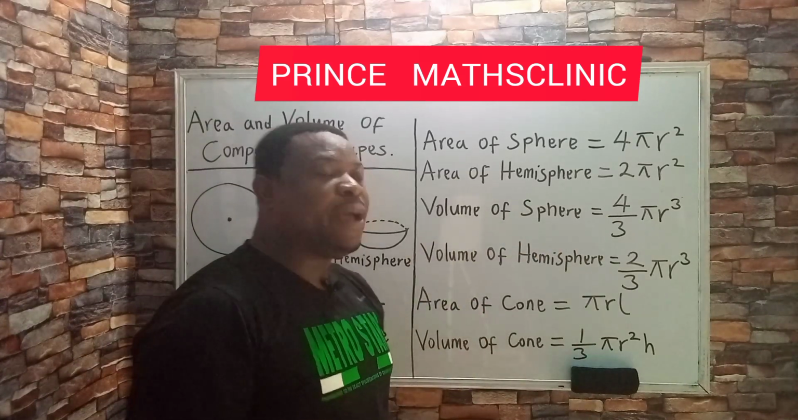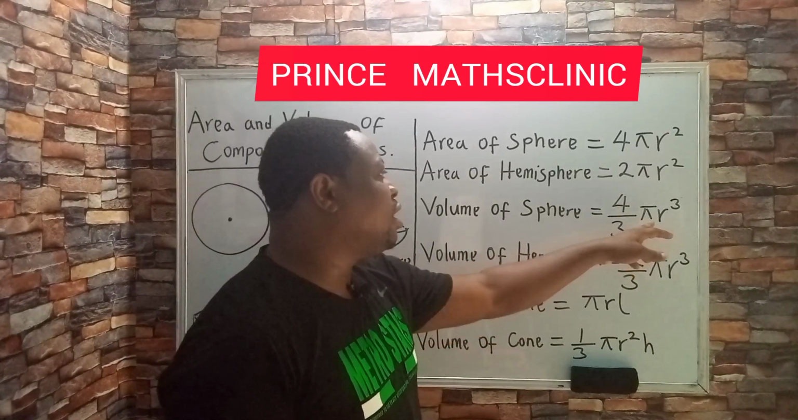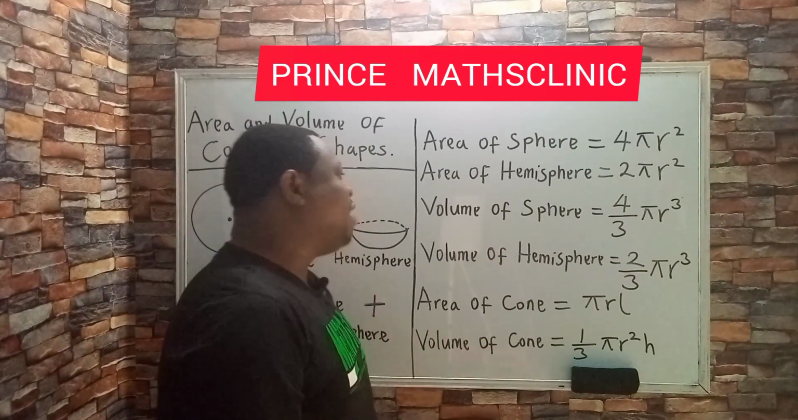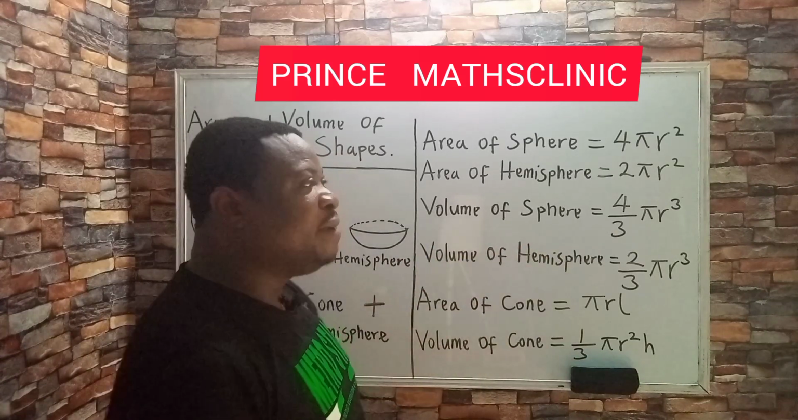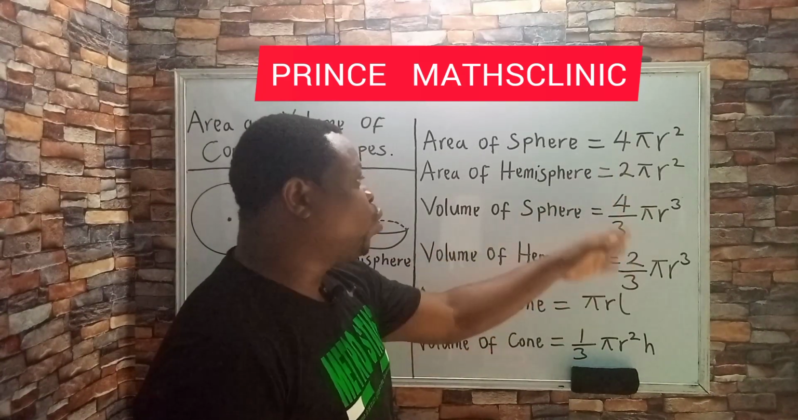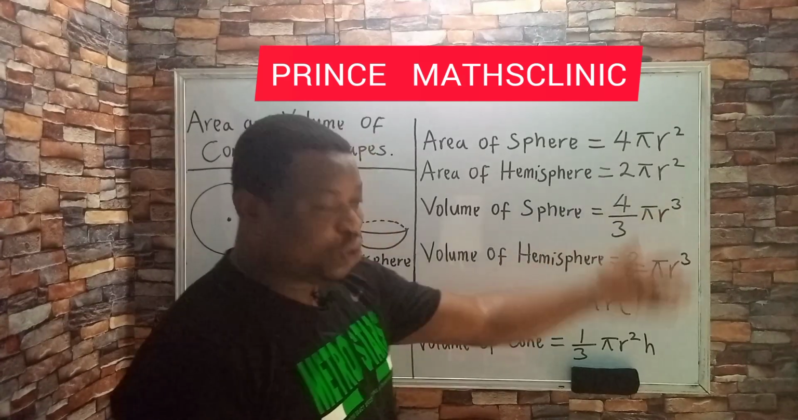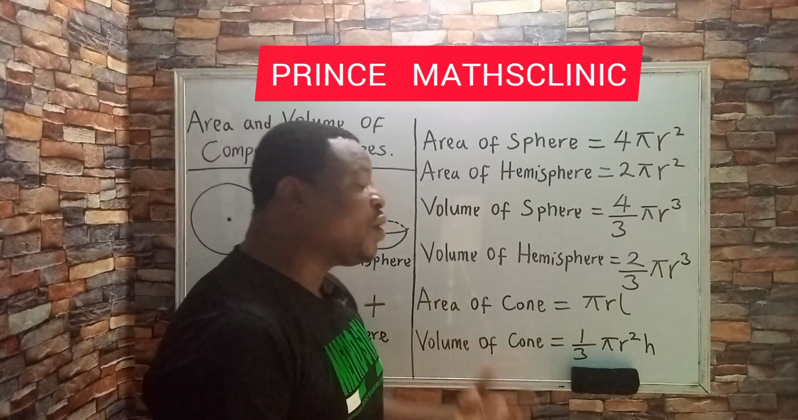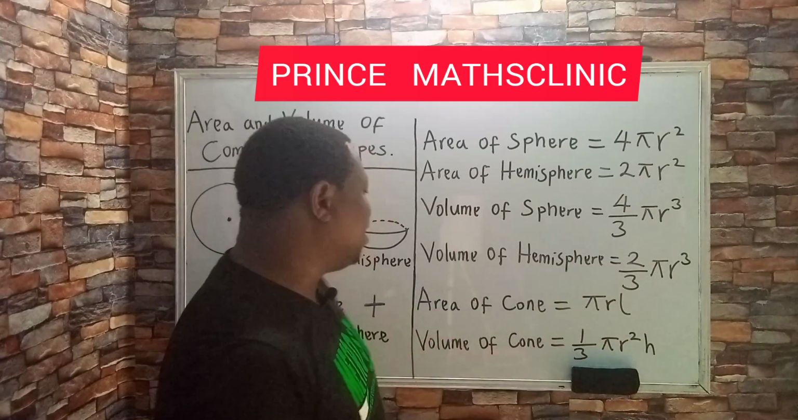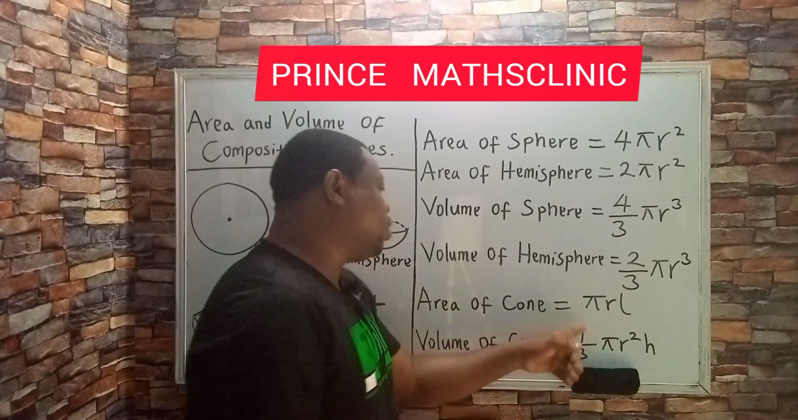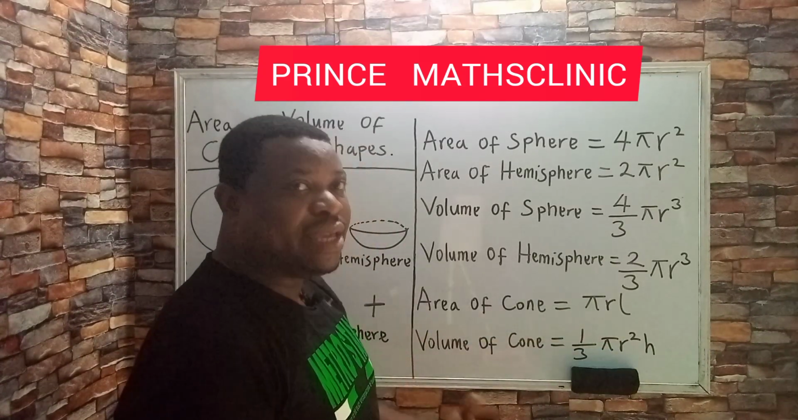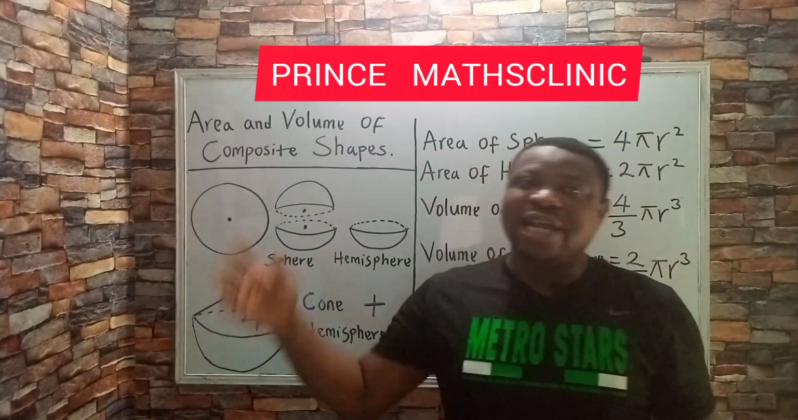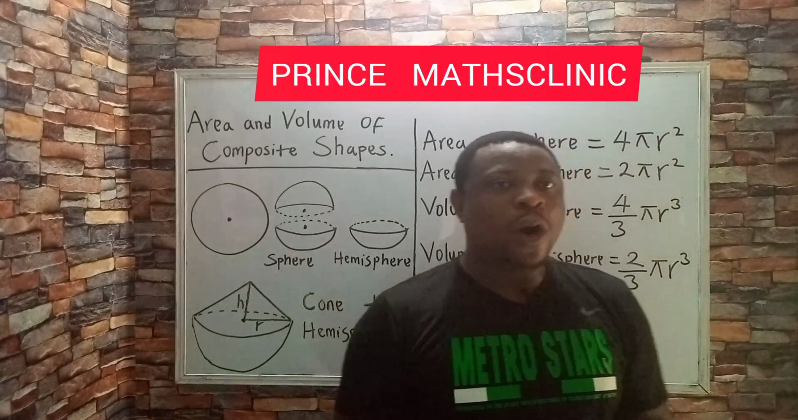Then the volume of a sphere is given by what? 4/3 times pi r cubed. That is the volume of a sphere. Then for a hemisphere, the volume of a hemisphere, just divide this by 2 again. You get 2/3 pi r cubed. Then you now come to a cone. A cone, the area of a cone is simply pi r l, while the volume of a cone is 1/3 pi r squared h. We need all these formulas in dealing with the area and the volume of composite shape.